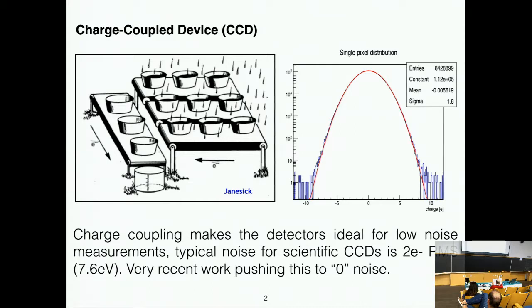The way you get to the low noise is by having a detector array where you can only measure the charge deposited in the very last pixel, and then you come up with some clever way to move the charge from where you collected it to the pixel where you measure it. That clever way got some people to win a Nobel Prize in 2009. The performance of the detector is such that typical scientific CCDs achieve less than 2 electrons of noise, and in terms of energy that is about 7.2 electron volts.